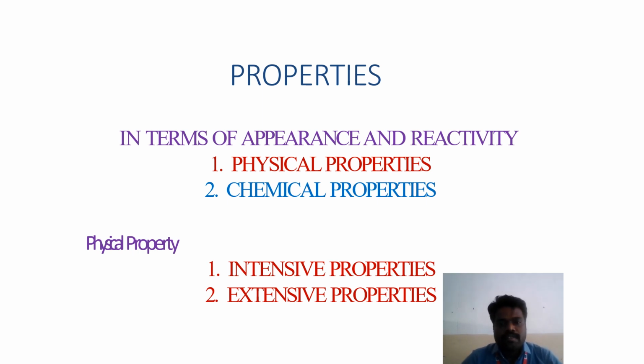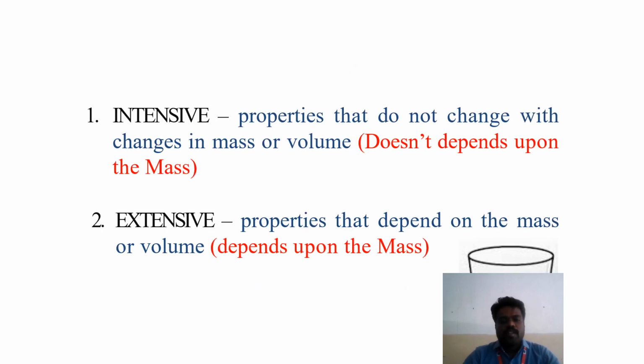In thermodynamics, we have two different kinds of properties. The first is physical properties, and the second is chemical properties. In this unit, the physical properties can be classified into intensive properties and extensive properties. First of all, what are intensive properties? Intensive properties do not depend upon the mass. They do not change with the change in mass or volume. They are independent of the mass. We will discuss this in later slides.